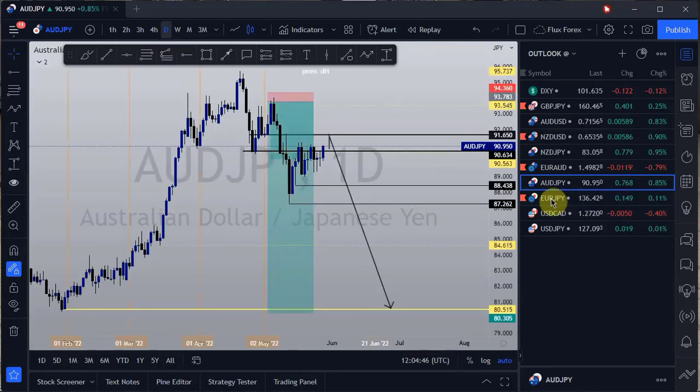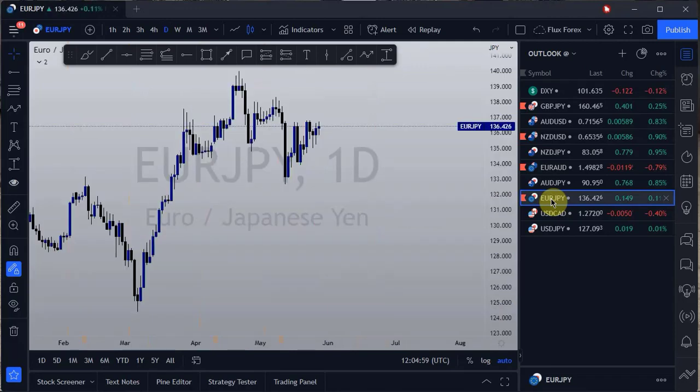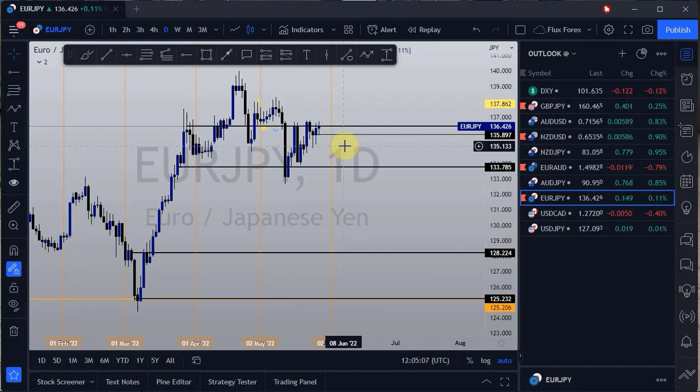Let's look at what is happening on EURGBP. GBPJPY, EURGBP, I should be seeing the same expectation. I'm still seeing bullishness, so far as this high has not been taken out. Sorry, bearishness. So far as this high hasn't been taken out, I'm still bearish.